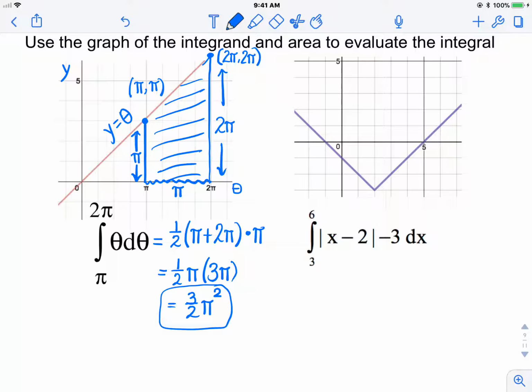So if I can calculate the exact area, I have the exact value of the integral. I don't need Riemann sums to approximate. I've got exact values through geometry. This next one, the graph shows us that we've got an absolute value graph here.